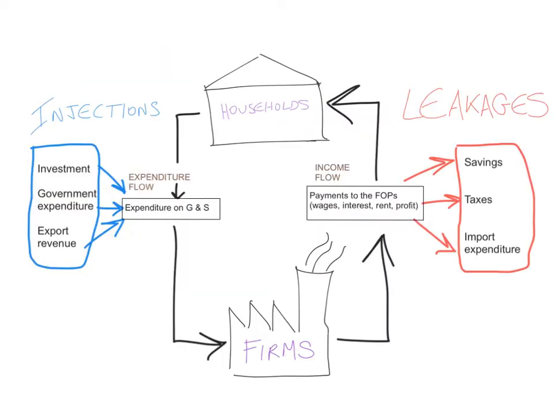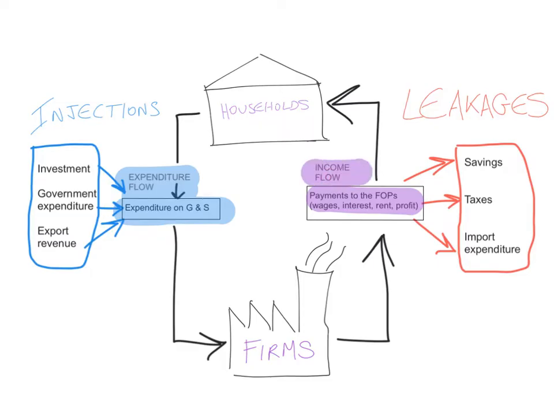So, in the previous video where I set up the simple and closed economy model, we said that the households give the firms the factors of production. In return, the firms pay payments to those factors of production: wages, interest, rent, and profit. We also said that when the firms take the factors of production, they produce output, which goes back to the households, and the households spend money on this output, which gives us the expenditure flow. Okay, and the payments give us the income flow.